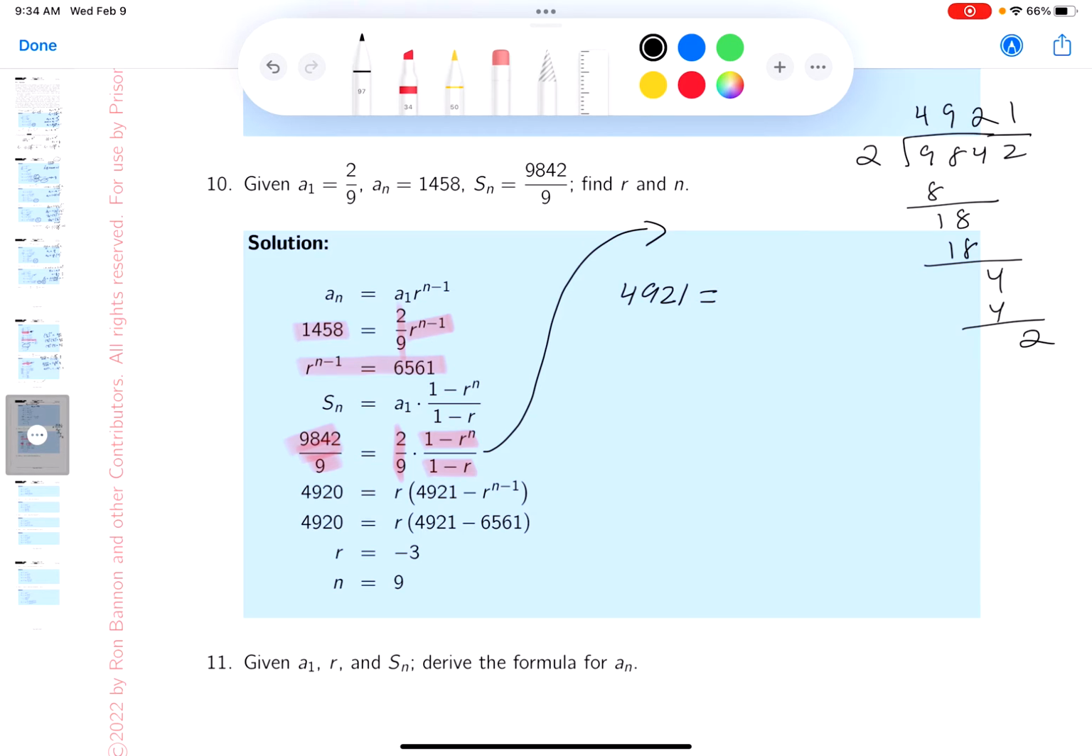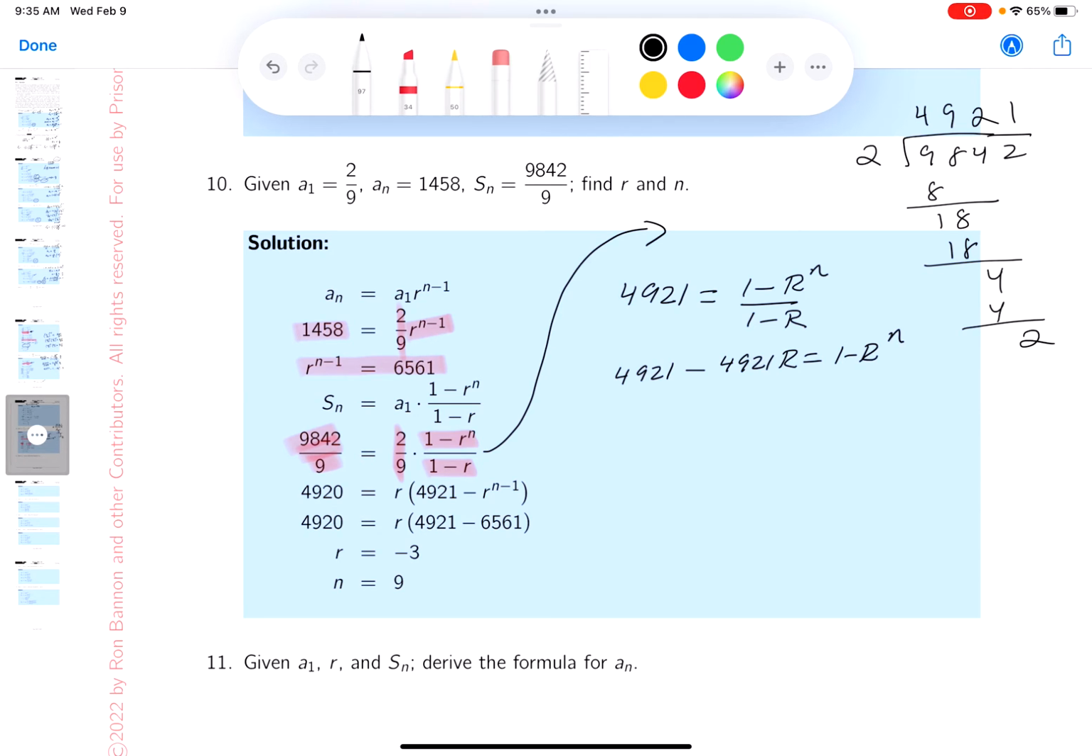Let me repeat what I do with that equation. I multiply both sides by 9 and I divide it by 2. And then what would you come up with? You'd get this over here: 1 minus r to the n over 1 minus r. Then I would multiply both sides by 1 minus r. You would get 4921 minus 4921 r equals 1 minus r to the n.